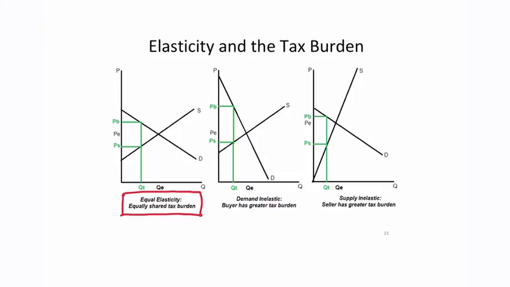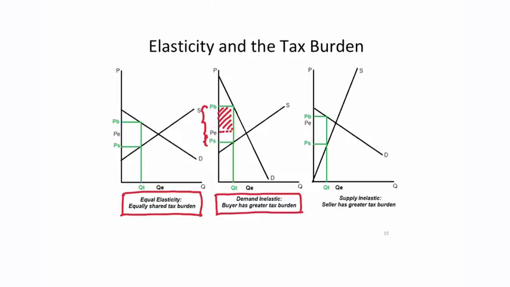Now, the tax burden is going to depend on the elasticity of the demand curve or the elasticity of the supply curve. If we have equal elasticities in demand and supply, then we're going to have an equal sharing of the tax burden. On the other hand, if the demand curve is relatively inelastic or more inelastic than supply, then the buyer has the bigger tax burden. Here you can see the difference between the price paid by the buyer from the equilibrium price to the price paid by the seller and the equilibrium price. The buyer pays a much greater share of that tax.